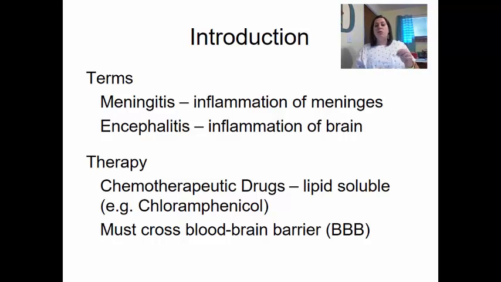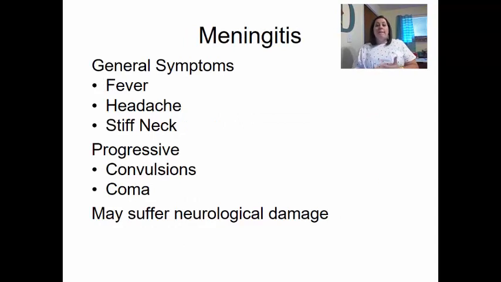Anytime we're looking at chemotherapeutic drugs that are going to deal with the brain or the spinal cord, they're going to have to be lipid or fat soluble in order to cross that membrane. One example of this is chloramphenicol. All right, so looking at meningitis, it has some general symptoms that are going to be present. These include fever, headache, and a stiff neck.